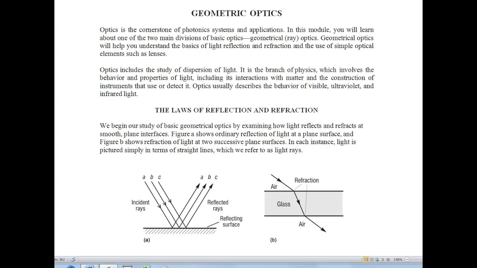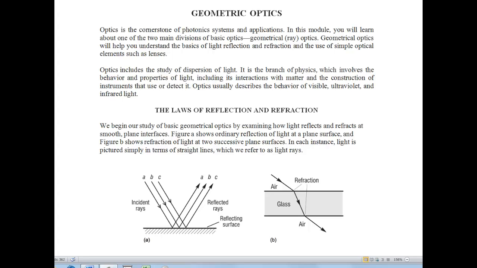Today we will go over geometric optics. Basically, optics is the cornerstone of photonics systems and applications. Photonics is an area of study that involves the use of radiant energy, which in this case would be light, and it's basically just a branch of technology that's concerned with the properties and transmission of photons.